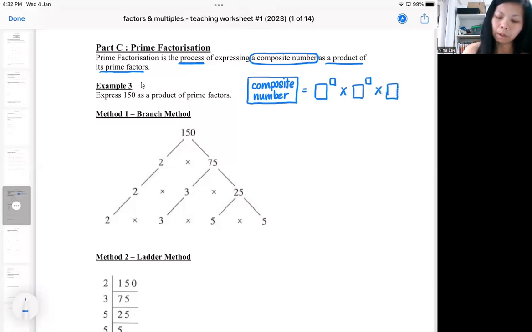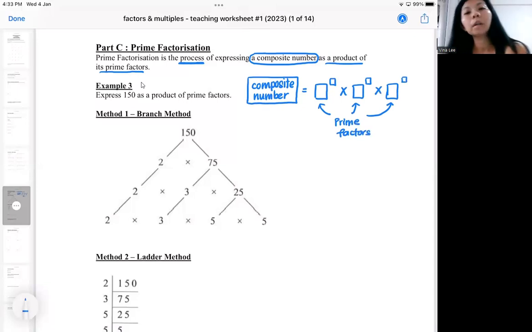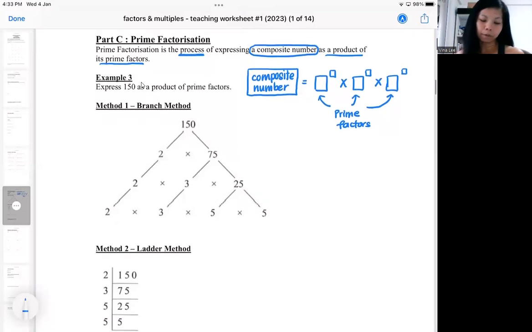There can be more than one prime factor, and all these numbers here are supposed to be prime factors. So that is the meaning of prime factorization. We are going to change a composite number into prime factors, but it will come with powers. We will not be able to do that for prime numbers, because prime numbers don't have a lot of factors.